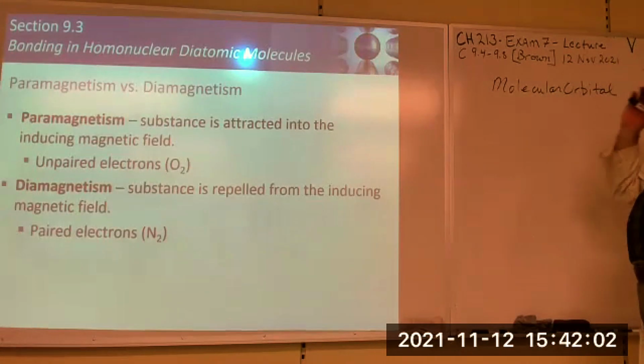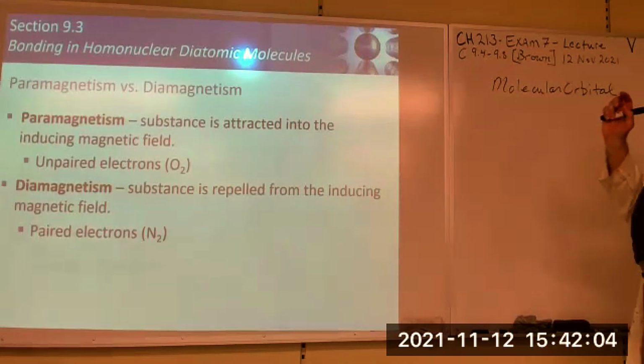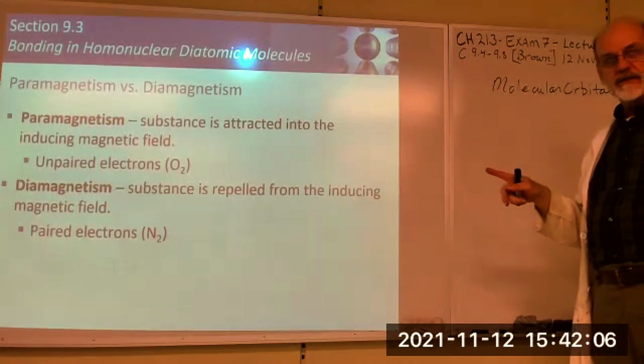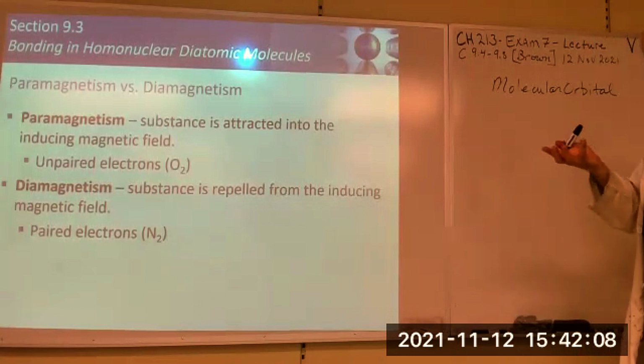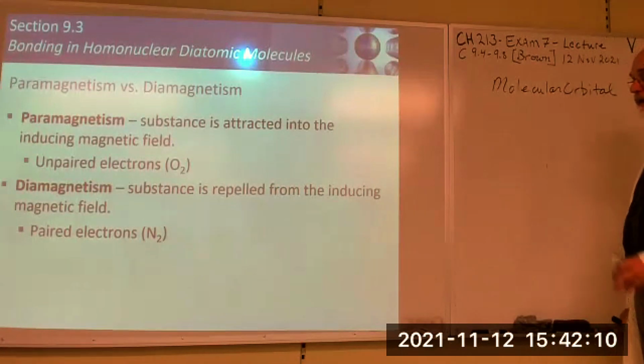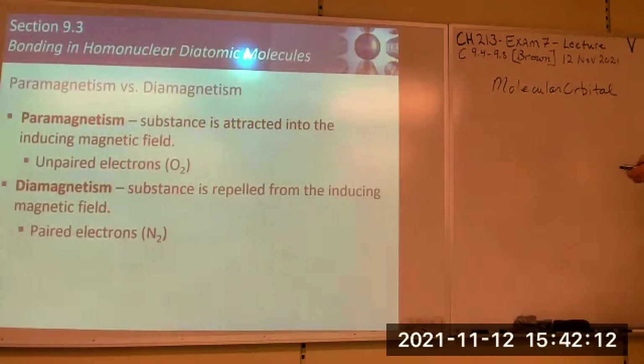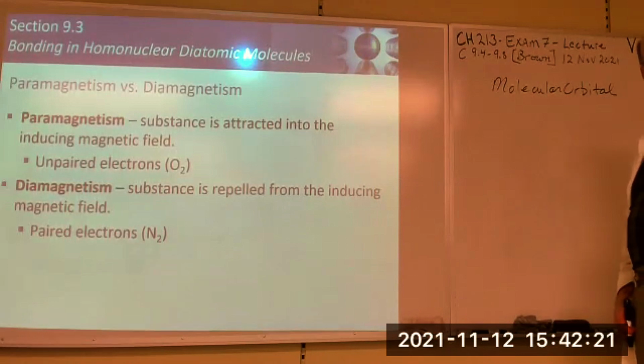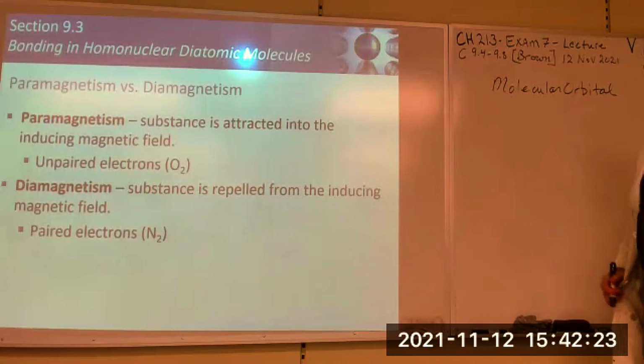Okay, he mentioned paramagnetism, but he didn't say anything about diamagnetism. Those are like flip sides of the same coin. Paramagnetism is demonstrated by a substance that is attracted into a magnetic field, and oxygen is just that way.